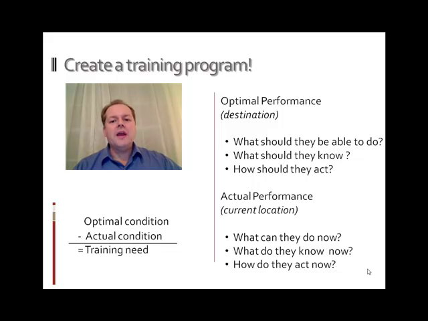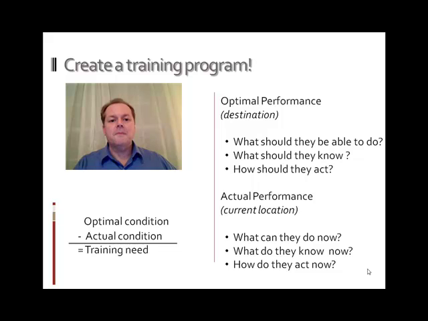In creating a training program, you take the optimal performance. That's your destination. What is it that your target audience should be able to do? What should they know? Or how should they act? And then you take the actual performance, which is the current location, like in your trip. What can they do now? What do they know now? And how do they act now? So you take that optimal condition and subtract the actual condition, and then you get your training need.